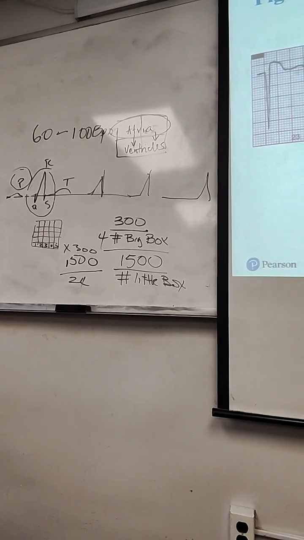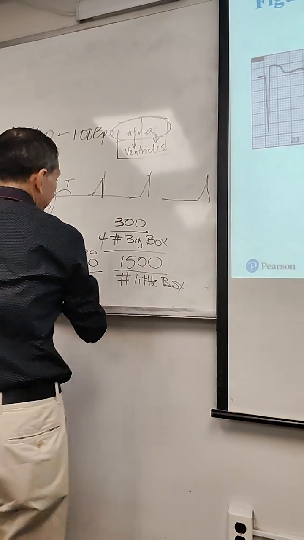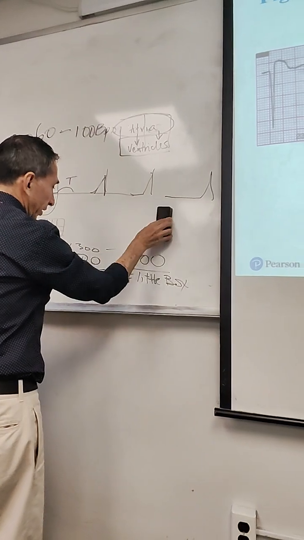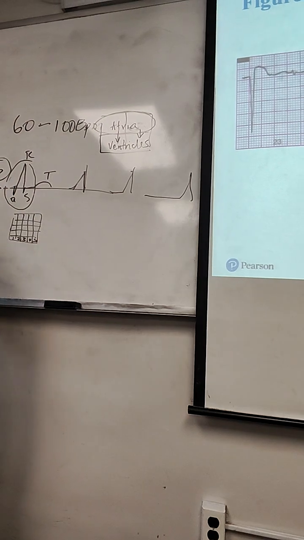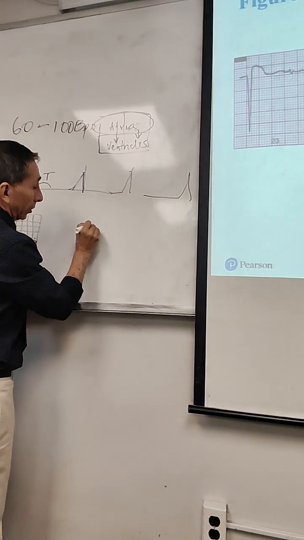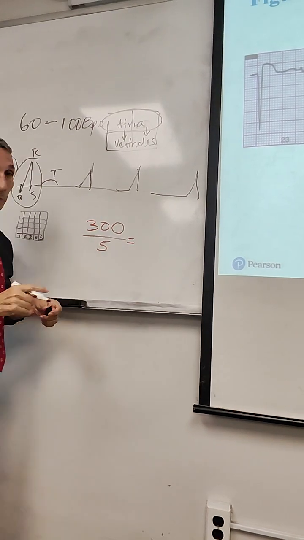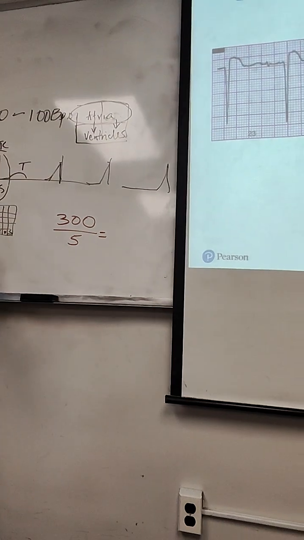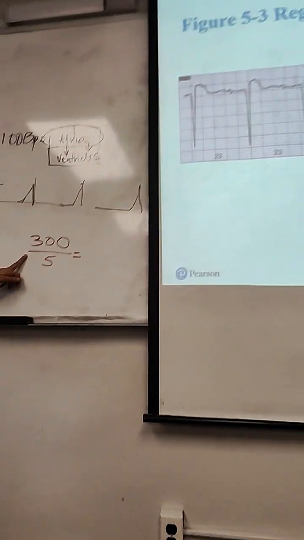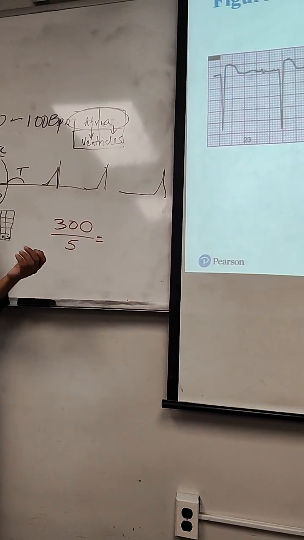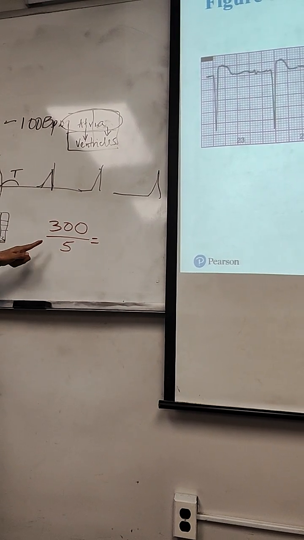Let's say that it has 1, 2, 3, 4, 5 blocks. If it is 5 big blocks, what will be the heart rate for this patient? You said 5? Yeah, 5 big blocks. 10, 15, 20, 25. 25 divided by 1500? No, 300 divided by 5 blocks. Oh, 60. Because we're doing the big boxes, remember? Whenever we talk about big boxes, we talk about 300. Small boxes, little boxes, we're talking about 1500.